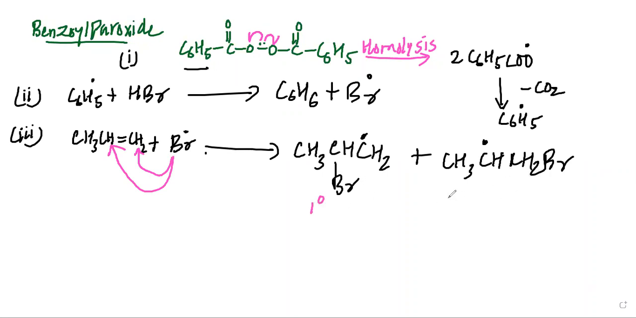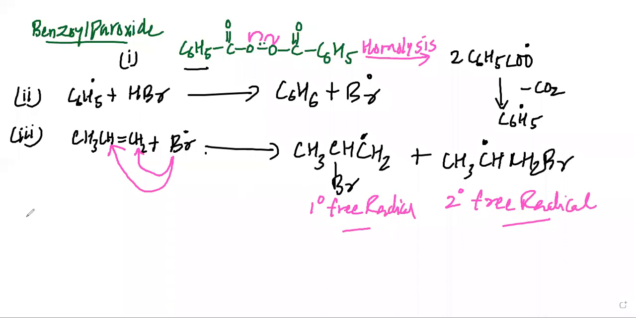This is the free radical which is the secondary free radical. So this is primary free radical. This is secondary free radical, my dear students. And thus, my dear students, we have primary and secondary free radicals. According to hyperconjugation, this primary free radical is less stable than secondary free radical. So we can easily write that this is less stable, this is more stable.